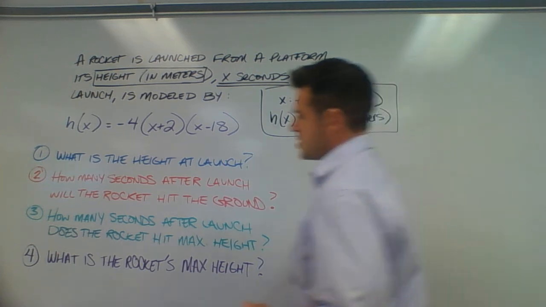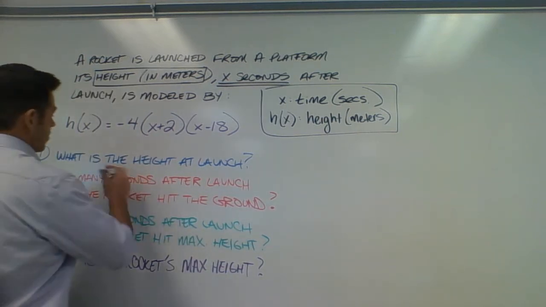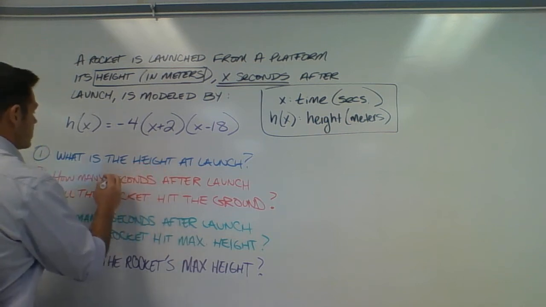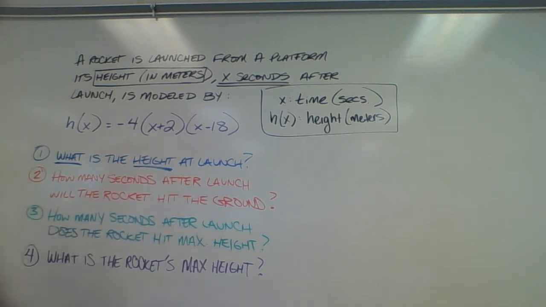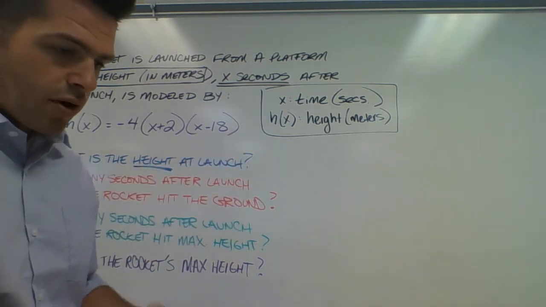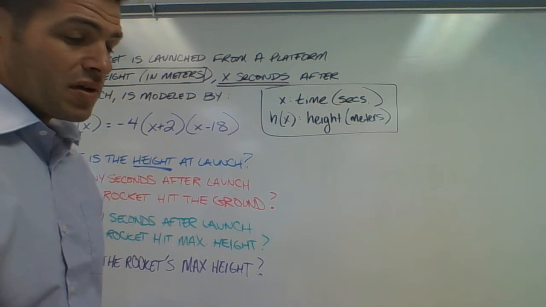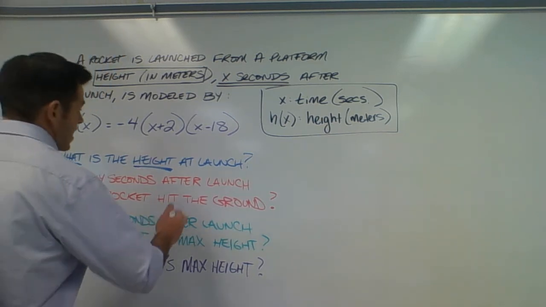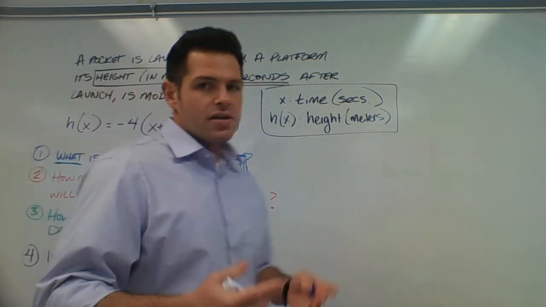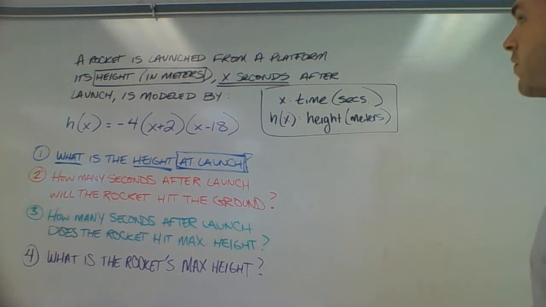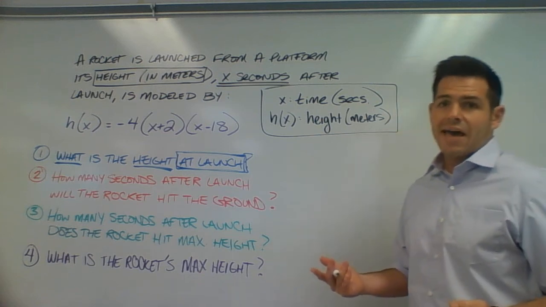The very first question says, what is the height at launch? The key phrasing there is a couple things. The first thing is that the question is asking us, what is the height? We know that height here is h of x, so we're going to have to calculate something where we know what the final answer would be for height. And then secondly, in this problem, the concept of this happening at launch is a huge deal. So if we're trying to figure out what the height is going to be at launch, we have to understand how many seconds have elapsed at launch.